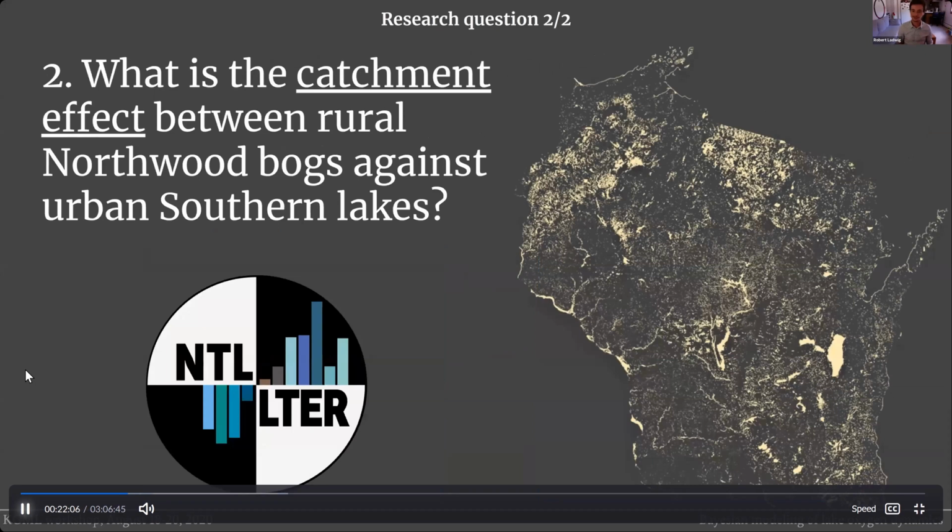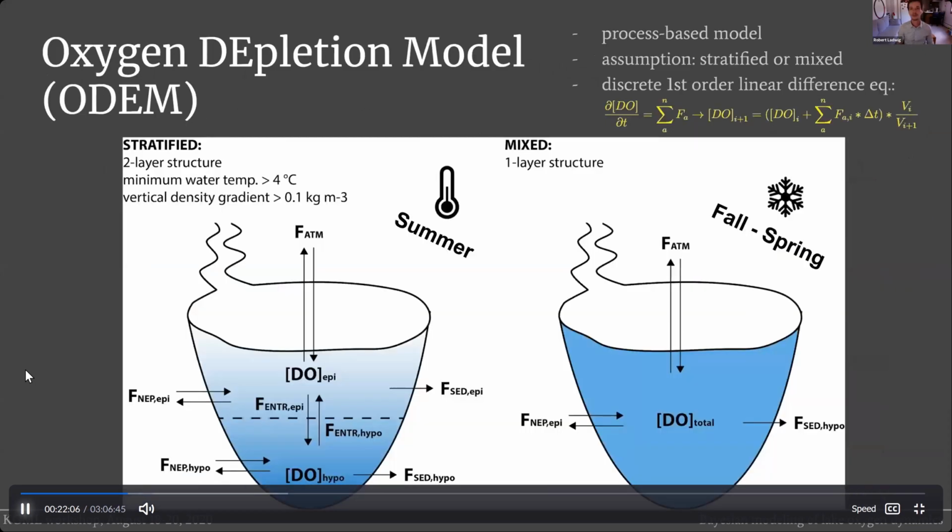And for this, we built a process-based oxygen model, which we call ODEM, which is short for Oxygen Depletion Model. And so in the next 10 minutes, I want to talk about this process-based model. And at the end, I want to talk about potential links to machine learning.